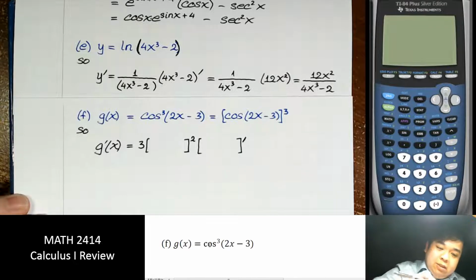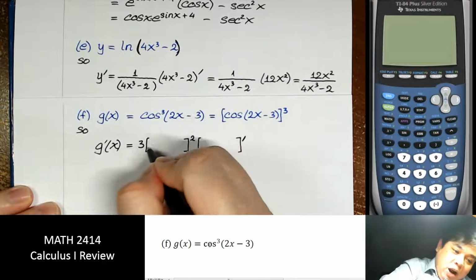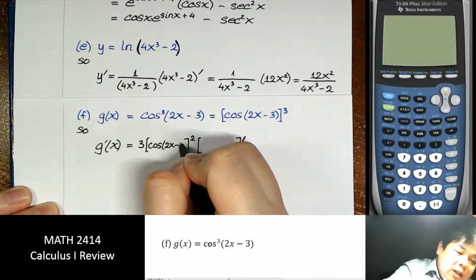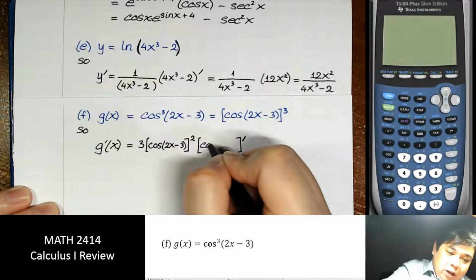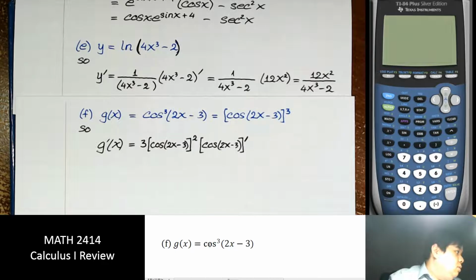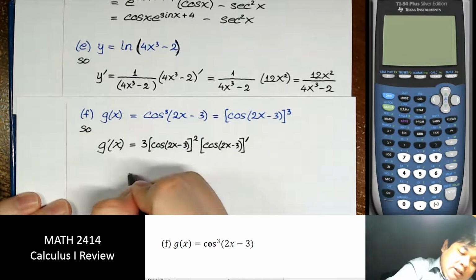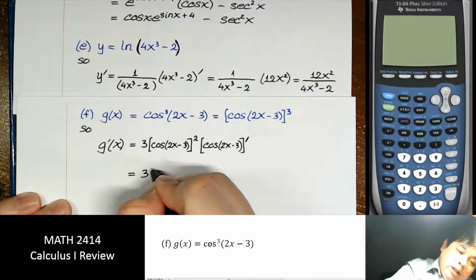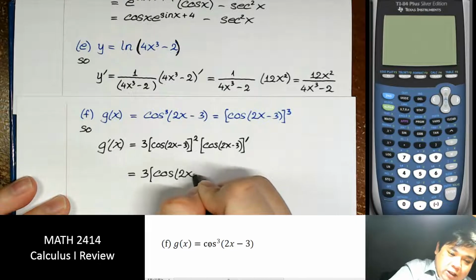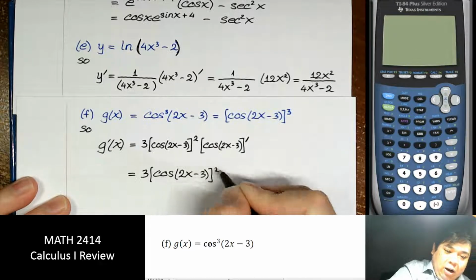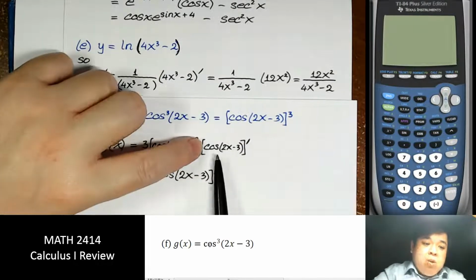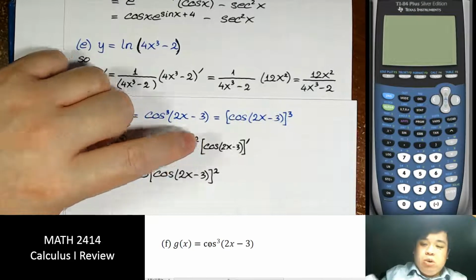Anyway, so inside the bracket we have cosine of 2x minus 3. So we have 3 cosine of 2x minus 3 squared. Right, that one doesn't have any derivative, so that's where we start for that term. Now we take the derivative of cosine 2x minus 3.